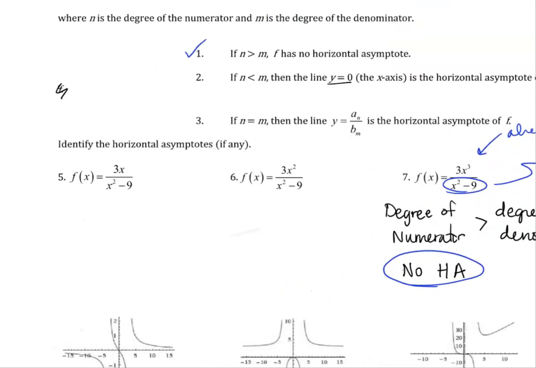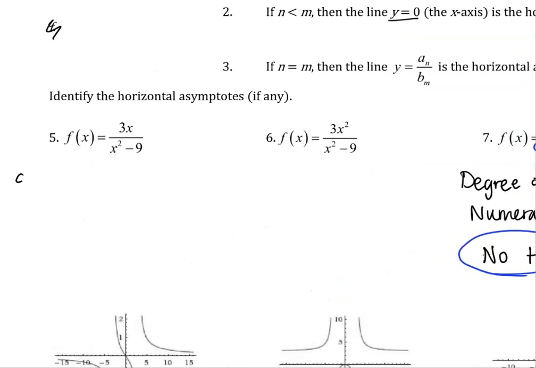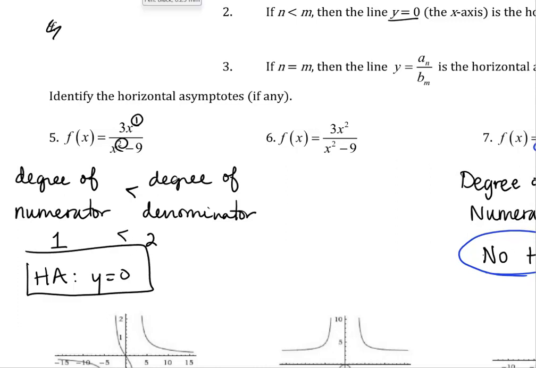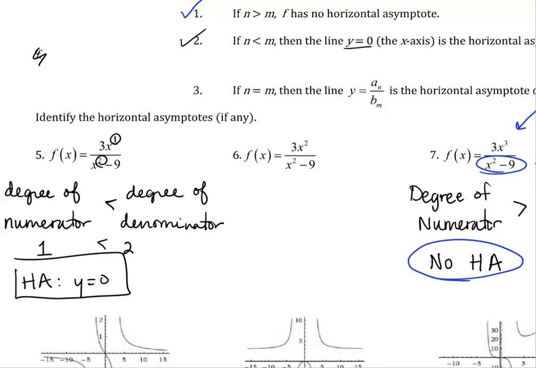So we can see that in example 5, the degree of the numerator is less than the degree of the denominator. Because in this case, the degree of the numerator is 1, and that is smaller than the degree of the denominator, which is 2. So when that is the case, the horizontal asymptote is simply the line y is equal to 0. And that's coming directly from number 2.